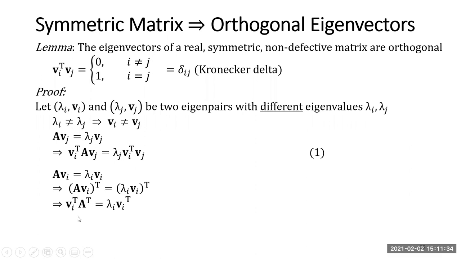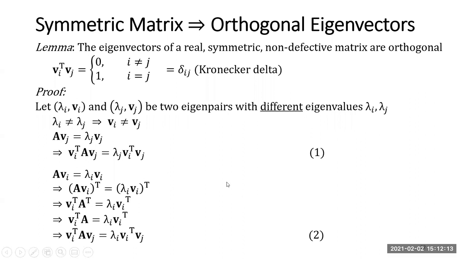Anyways, so this is where we are. Vi transpose. I just took the transpose of both sides, and so this is what I have. And now let me post multiply both sides with Vj. First, A transpose equals A, so I rewrite it in this manner, and then I post multiply both sides with Vj. Whence I have Vi transpose A Vj equals lambda i Vi transpose Vj. That's my equation 2.